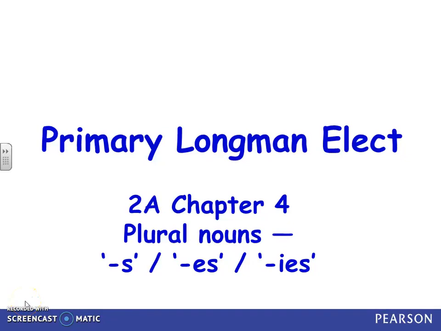Hello Primary 2 students, this is Miss Stephanie and today we are going to have a fun e-learning classroom about plural nouns. Plural nouns are when we add s or es or ies to nouns. Okay, are you ready? Let's learn about them.